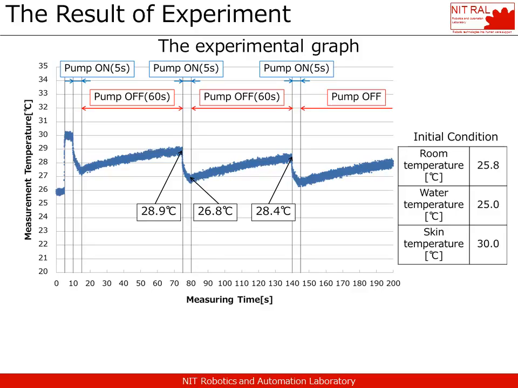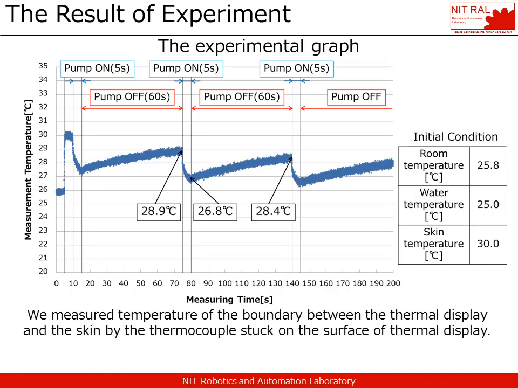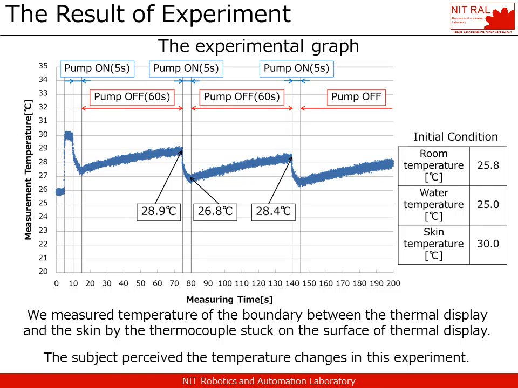We show the graph expresses the result of experiment. The horizontal axis shows measuring time and the vertical axis shows measurement temperature. We measured temperature of the boundary between the thermal display and the skin by the thermocouple stuck on the surface of thermal display. About 2.1 degrees Celsius fell while 5 seconds the pump was working, and about 1.6 degrees Celsius went up while 60 seconds the pump was stopping. The subject perceived the temperature changes in this experiment.